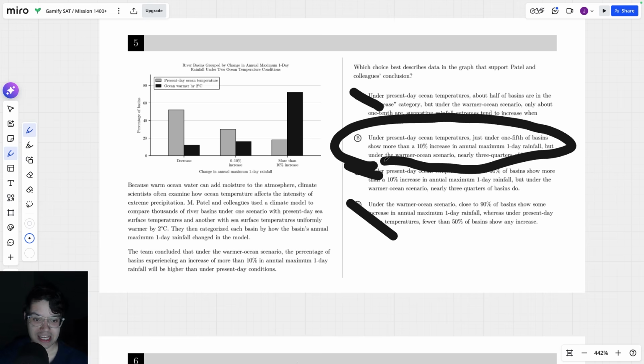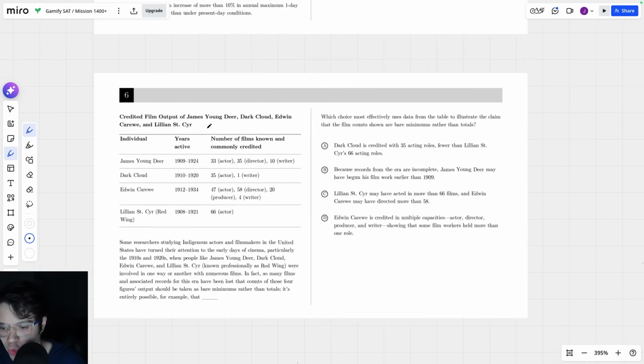So notice on some of these, there are choices that they might give you that literally are not supported. So pay attention to that. That's a very easy way to say that one choice definitely cannot be it. You can also see stuff here with tables.